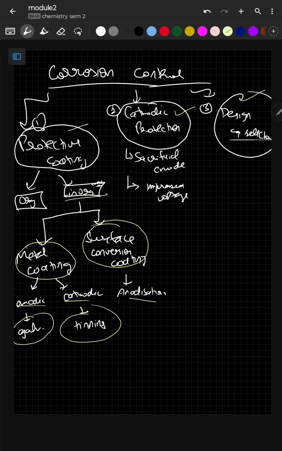So what did I say? Corrosion control, three types. First one is protective coating. Under protective coating, organic is basically coating the metal with paints or varnishes or greasing. That is different. Inorganic is mainly what we're going to study. Inorganic is two types: metal coating and surface conversion coating. In metal coating, two types: galvanization and tinning. In surface conversion coating, it is anodization.